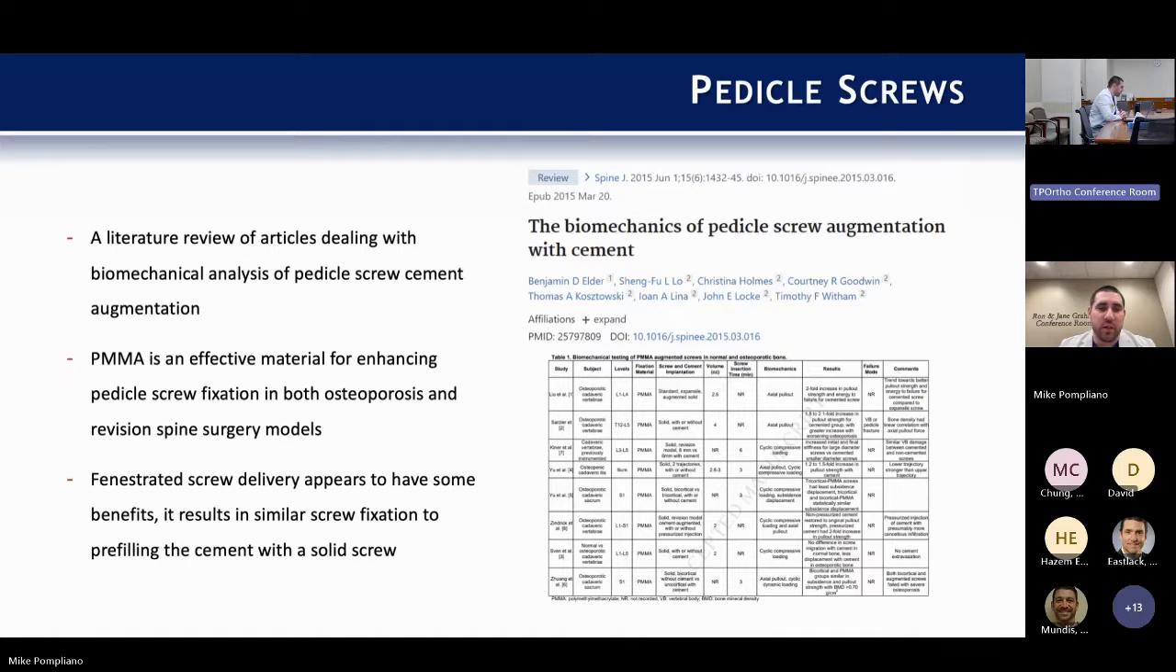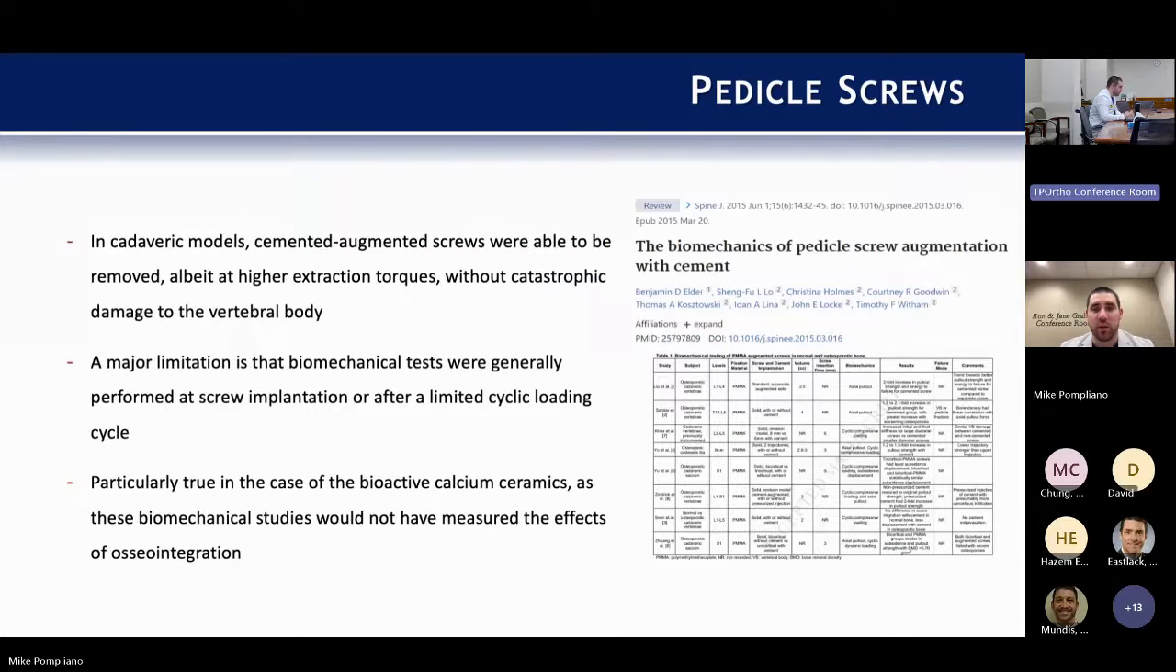Other ways to aid or look at the biomechanical application of pedicle screws would be cement augmentation. This was a literature review looking at the biomechanical analysis. They thought that cement was an effective material to enhance fixation in osteoporotic patients or revision surgery. And they did note a small benefit, similar to screw fixation, of pre-filling with the solid screw.